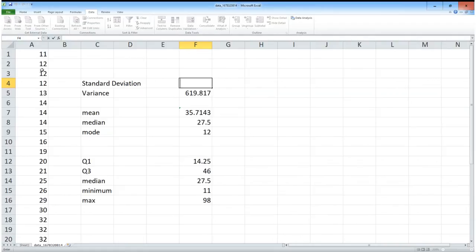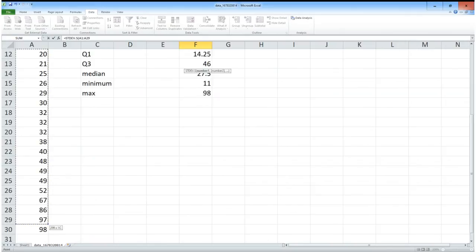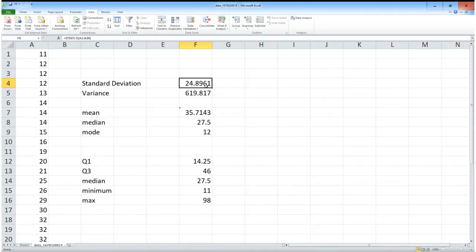In Excel or Google Sheets, they both do the same thing. Anytime you want to calculate something with essentially a formula, you put an equal sign there. Now what I'm going to do is start to type in ST, and you'll notice that a bunch of them pop up, and the one you want to use is the one that says sample. Once you do that, hit the tab and it opens up parentheses. You can come over here and select all the data, and voila.